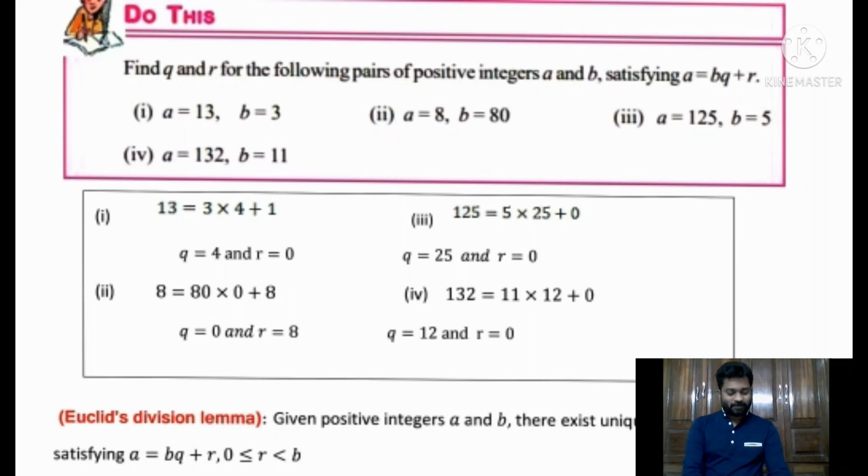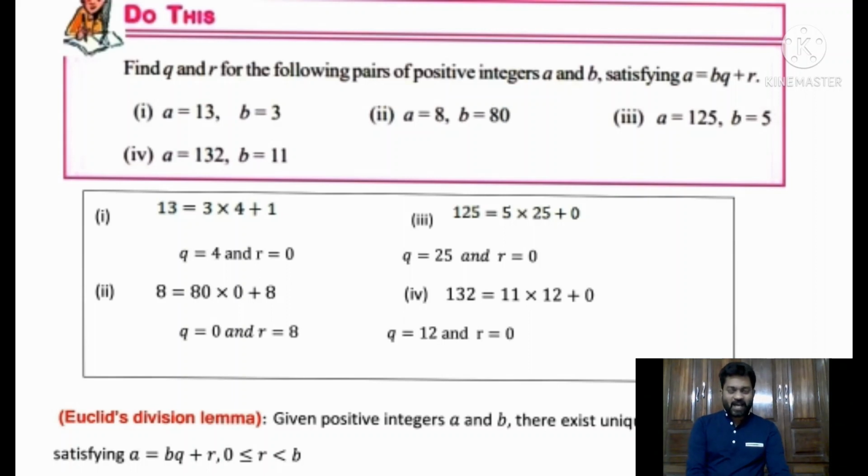Now go to the first sum. Given a equal to 13, b is equal to 3. 13 is written as 3 fours are 12 plus 1. 13 equal to 3 into 4 plus 1. Here q is equal to 4 and r equal to 1. Understand? The second sum.